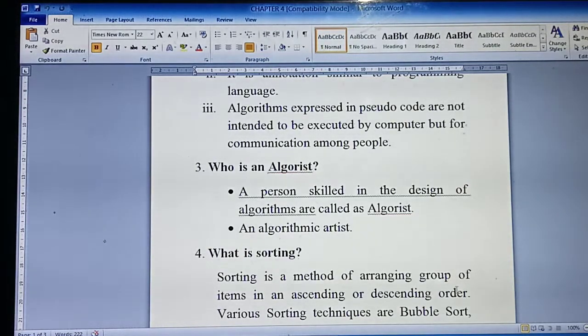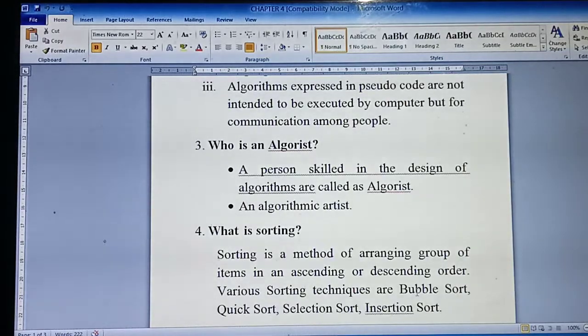Sorting is a method of arranging group of items in ascending or descending order. Okay. Various sorting techniques are bubble sort, quick sort, selection sort and insertion sort. Write fast. So these are all very important 2-mark questions, students. So what is sorting? Sorting is a method of arranging group of items in ascending or descending order. So various sorting techniques, what are they? Bubble sort, quick sort, selection sort and insertion sort. Okay.